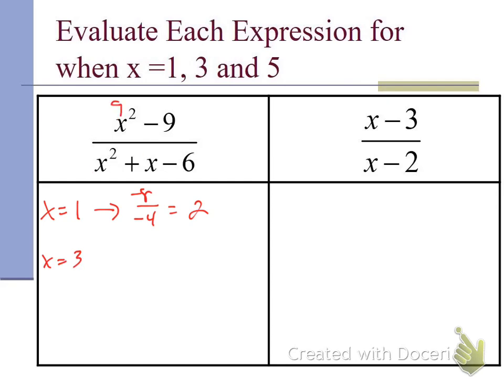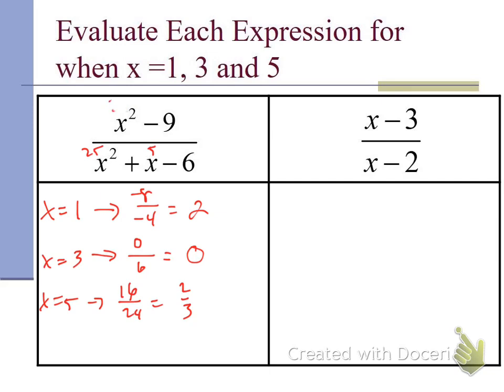Plug in 3. 3 squared is 9, then 9 here, 3 here. 9 minus 9 is 0. 9 plus 3 is 12, minus 6 is 6. 0 divided by 6 is 0. Now plug in 5. 5 squared is 25. This is 25, 5. So we get 16 over 25 plus 5 is 30. 30 minus 6 is 24. That can reduce down to 2/3.